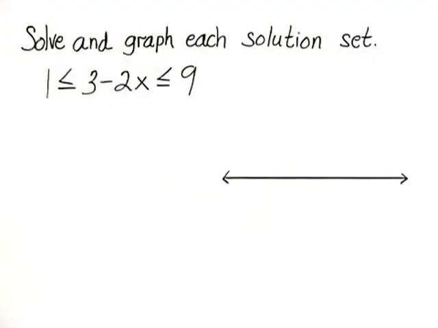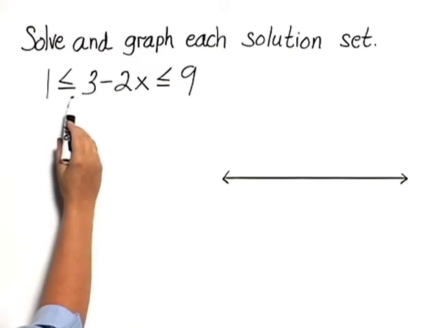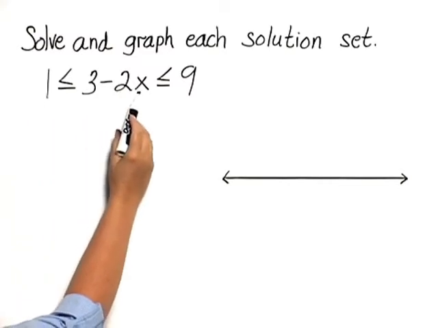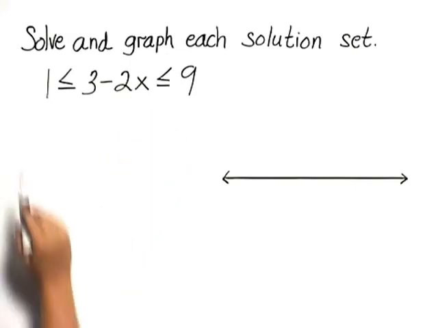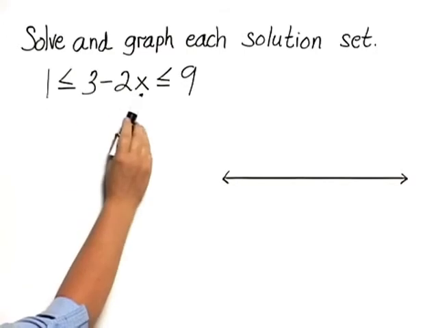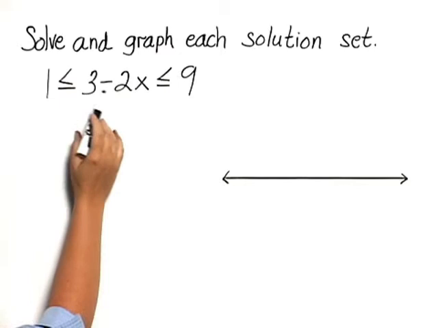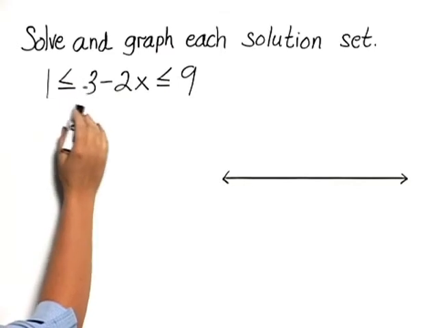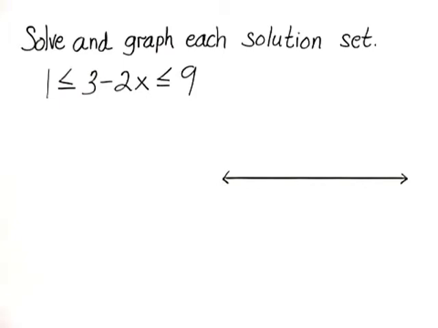Solve and graph each solution set. We have the compound inequality 1 is less than or equal to 3 minus 2x, and 3 minus 2x is less than or equal to 9. Because it's written in this form, we can isolate x in between the inequality symbols and essentially add or subtract or multiply or divide all three sections of this inequality by the same numbers.